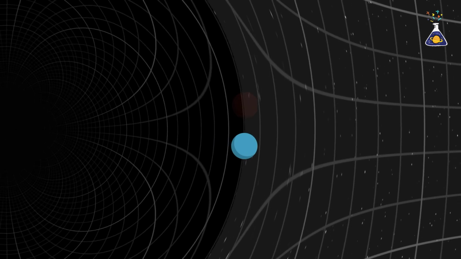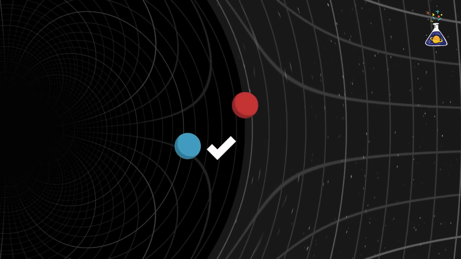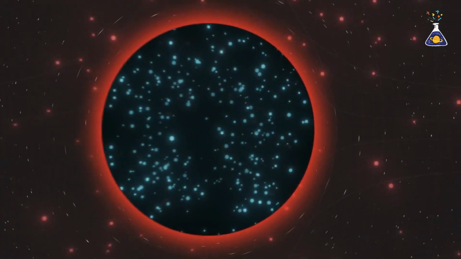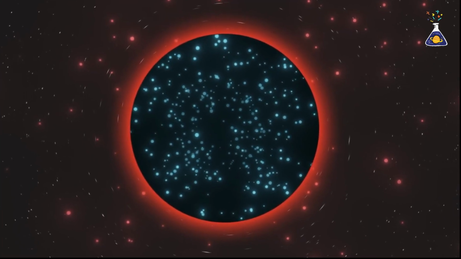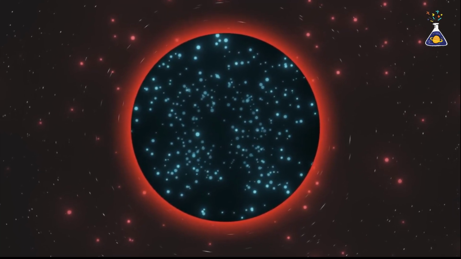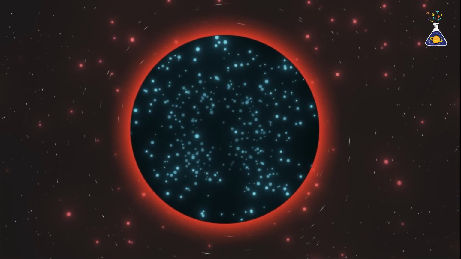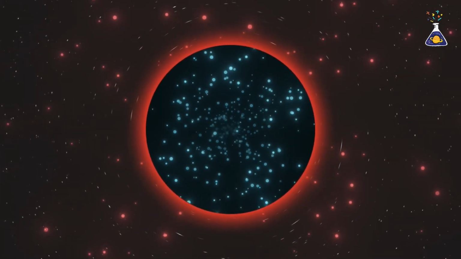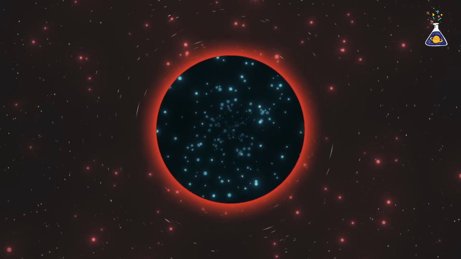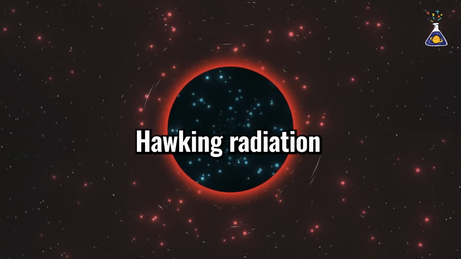In that case, one particle may fall into the black hole, while the other escapes, left without its partner. Since particles carry energy, to an outside observer, it appears as though the black hole is radiating energy, emitting light. This is why Hawking claimed that black holes aren't as dark as we once thought. It's what we now call Hawking radiation.